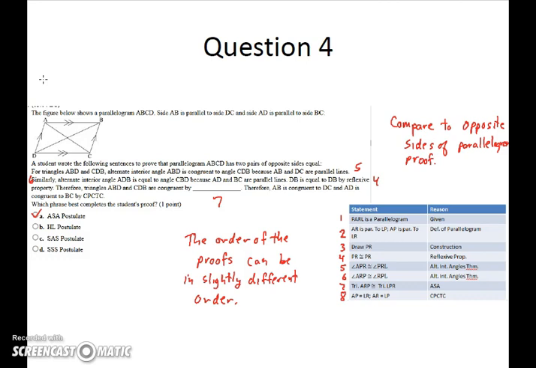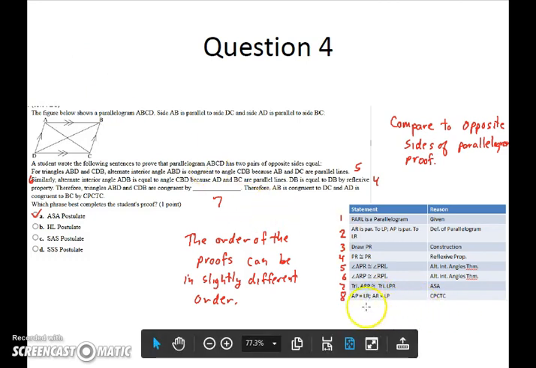Okay, this is one we actually did in class. We didn't do it as a paragraph proof, but it was done in class. So we have the opposite sides of a parallelogram are congruent proof in the lesson, and also it's in the Brain Honey lesson as well. Now the order of the statements can be in slightly different order. So if we take a look over here, this was the proof that we did in class, and some of you may remember that.